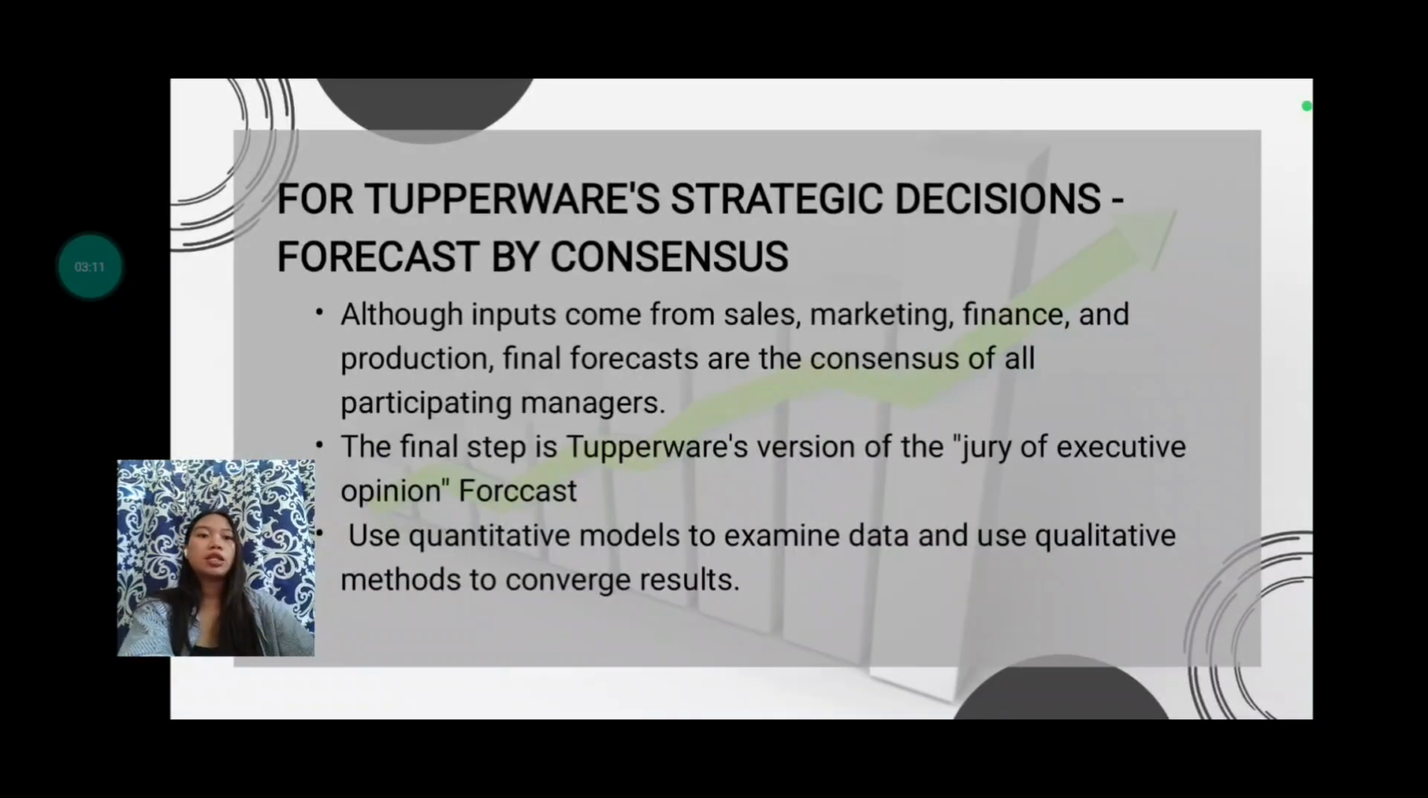For Tupperware, strategic decisions are forecast by consensus. Although inputs come from sales, marketing, finance and production, the final forecasts are the consensus of all participating managers. The second is the final step of Tupperware's version of the jury of executive opinion forecast. Use quantitative models to examine data and use qualitative methods to converge on a result.